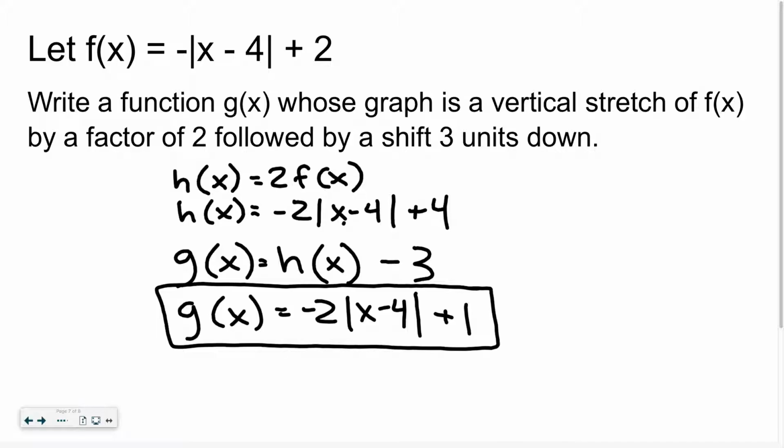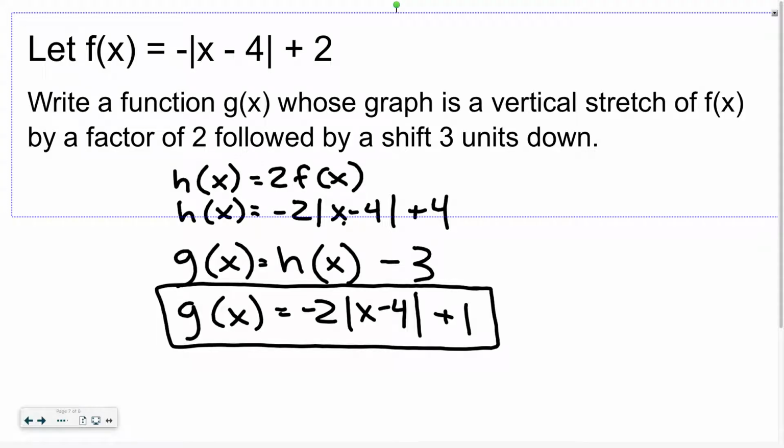Now, question to prep you for one of your homework problems. If you did those in reverse order, would you get the same answer? No. You should be able to just see that right away. If you shifted it down 3 first, this number would become negative 1 in the back. And then if you did a vertical stretch by 2, that would end up being a minus 2, not a plus 1. So the order of those, if I say followed by, order may matter here. So you have to be careful with that.